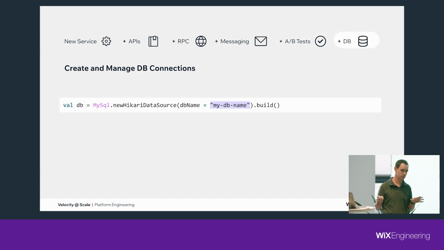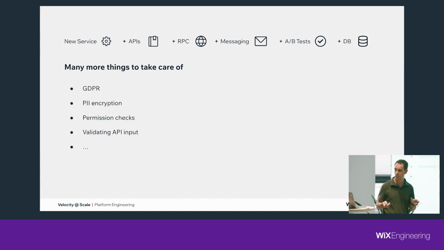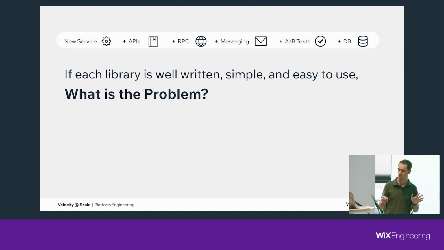And DB connections. Wix didn't really have a good library to handle the actual writing and reading from the database. You have to do this yourself with JDBC, but at least the connection layer is managed. So 1 line, and you don't need to worry about how to handle the connection and the resources. And there are actually more things to be taken care of, obviously. So if every library is well written, simple, and easy to use, what is the problem? You kind of saw it before, with 100 readmes, because nothing is really that simple.